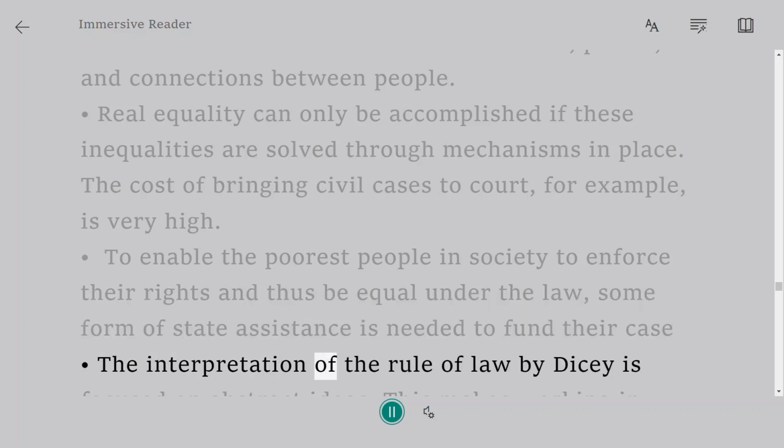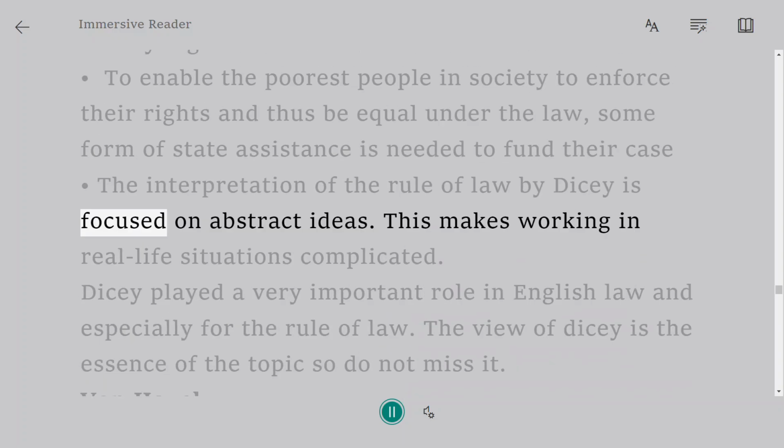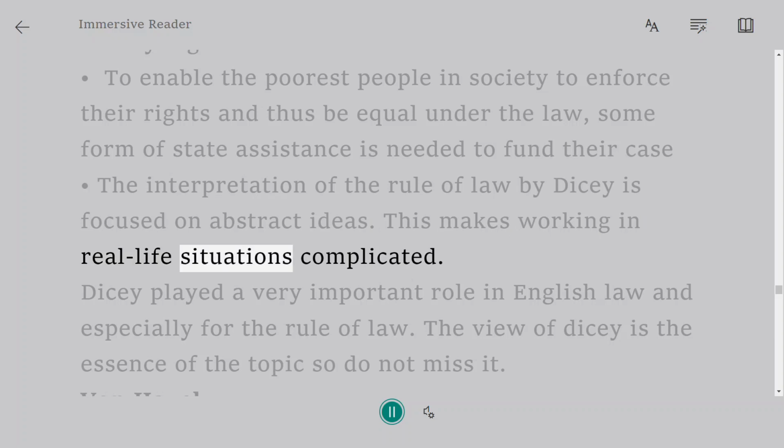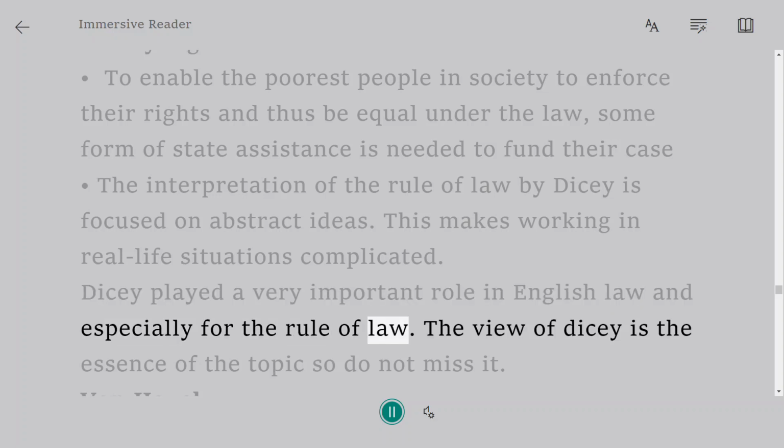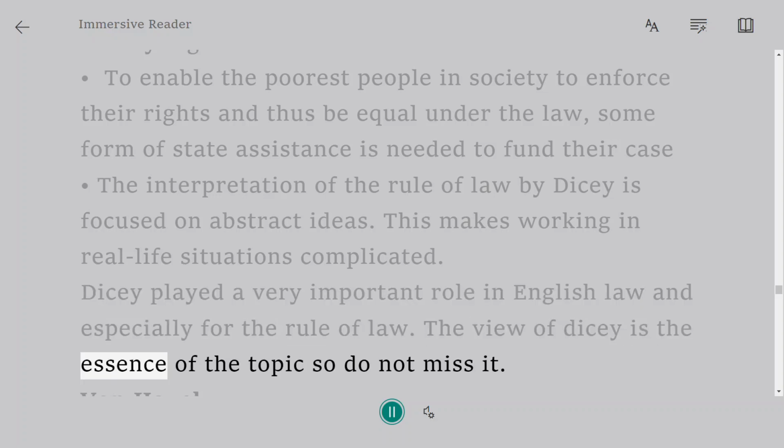The interpretation of the rule of law by Dicey is focused on abstract ideas. This makes working in real-life situations complicated. Dicey played a very important role in English law and especially for the rule of law. The view of Dicey is the essence of the topic, so do not miss it.